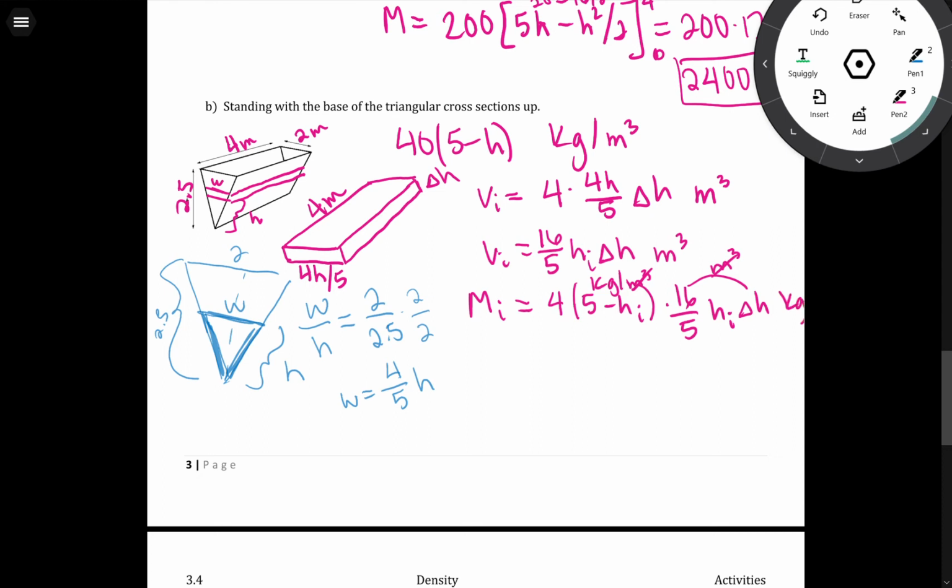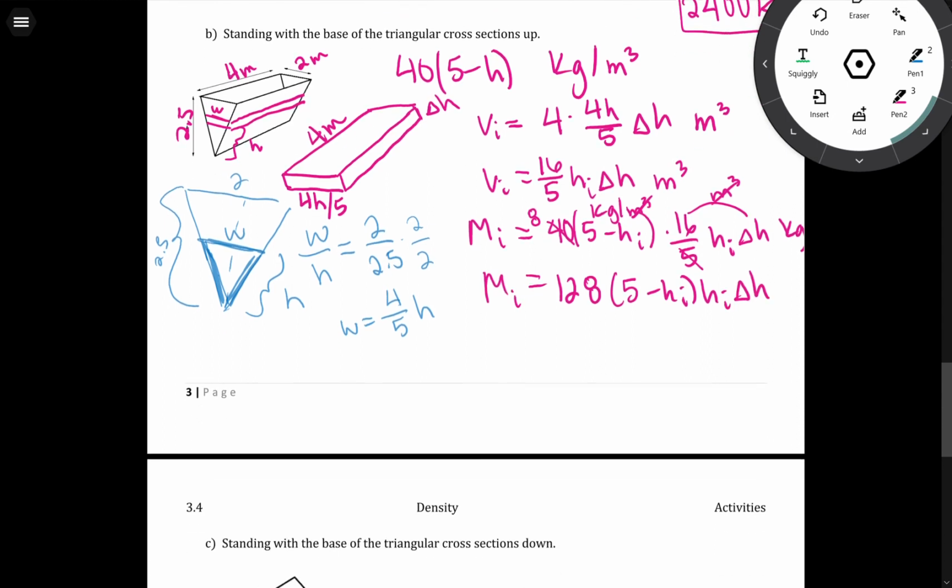We can simplify a little bit. This is a 40. Okay, so we can cancel a 5 out. 8 times 5 is 40. Oh, I don't want to do that in my head. So 16 times 4 is 64, so 16 times 8 should be 128. So it looks like I'm getting 128 times (5 minus h sub i) times h sub i times delta h.